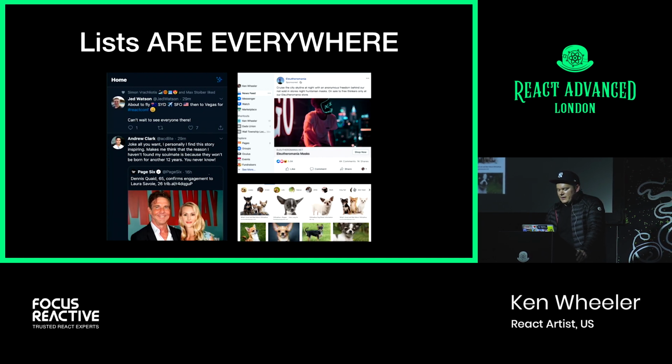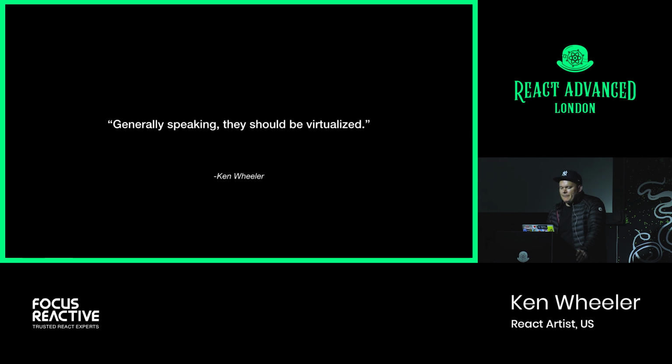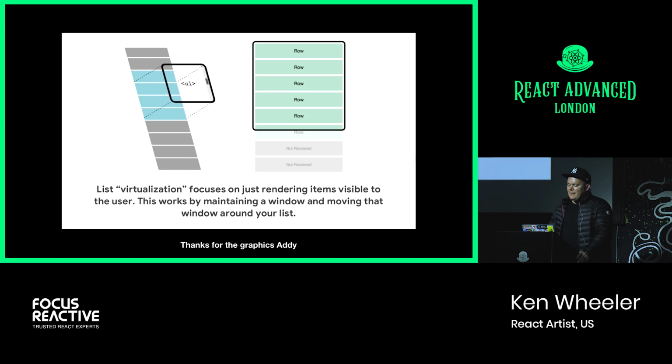So, lists can become a problem, right? This is a Ken Wheeler quote, that generally speaking, they should be virtualized. What'll happen is, if you have a list where you know how long it is, and it's not that long, you're good to go. But if you're getting a list and populating it from the server, a lot of times you say, oh, it'll never be 20,000 things, and then they put it onto prod data, and boom, it's 20,000 things. And they're like, why is this slow, man? So, get ahead of that.